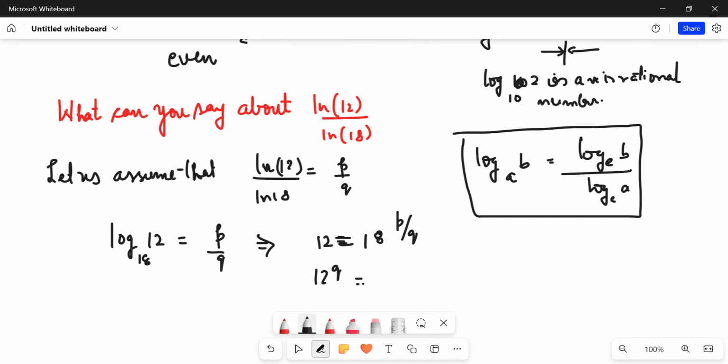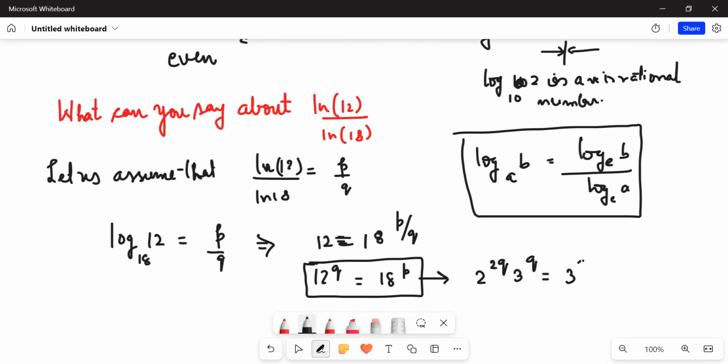Then I can write that 12 to the power q is equal to 18 to the power p. And if this is the case, then I can put them in the form of factors. So this will be 4 into 3. So I will write 2 to the power 2q into 3 to the power q is equal to 3 squared, so 3 to the power 2p into 2 to the power p. So this is how you can write.